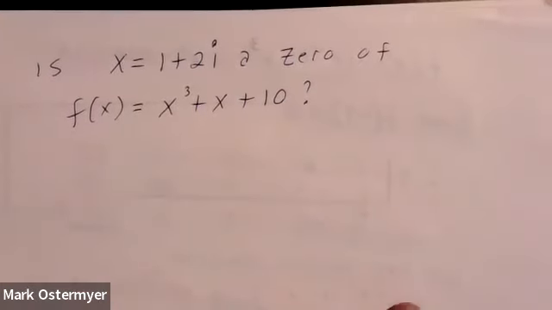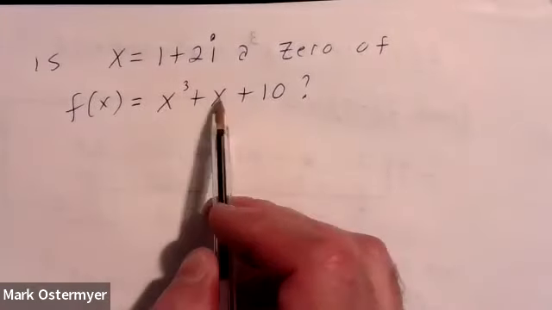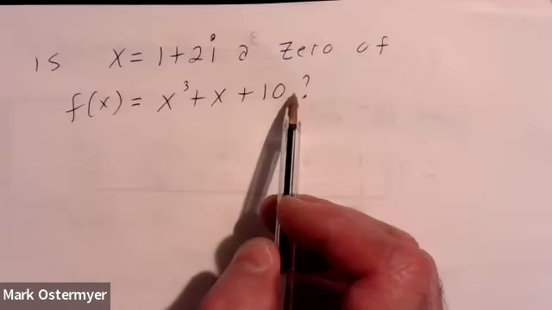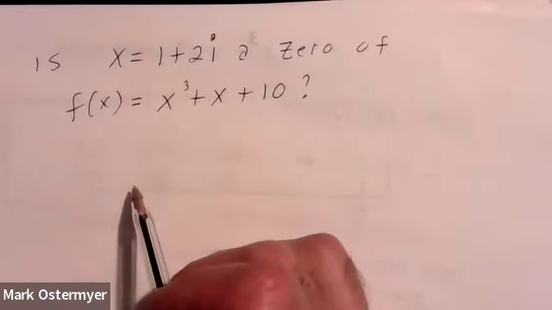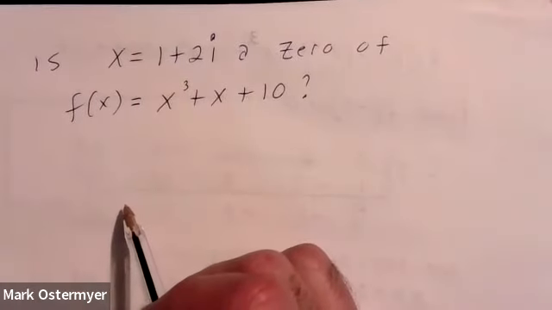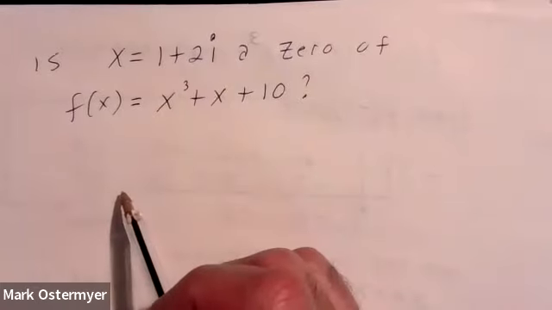Now, the tough way of answering this question is to put 1 plus 2i in for x here and crank it all out. But it sure doesn't look like much fun to cube 1 plus 2i. So ladies and gentlemen, there's an easier way. The easier way is to use synthetic division and the remainder theorem and the factor theorem.